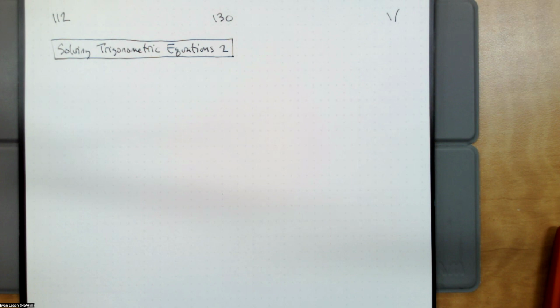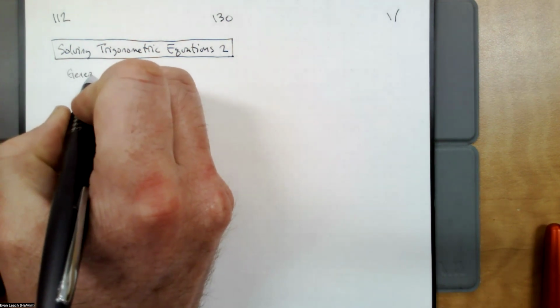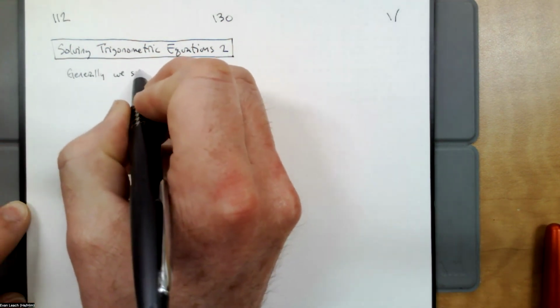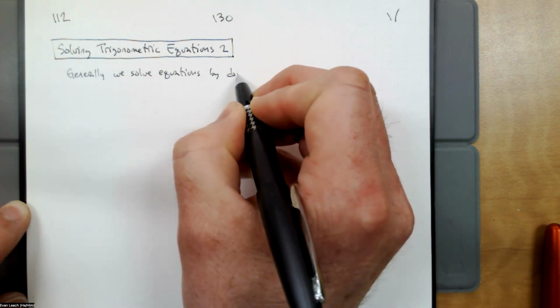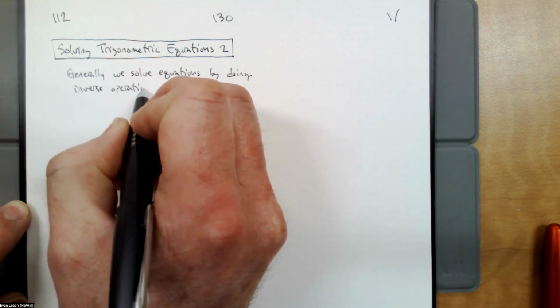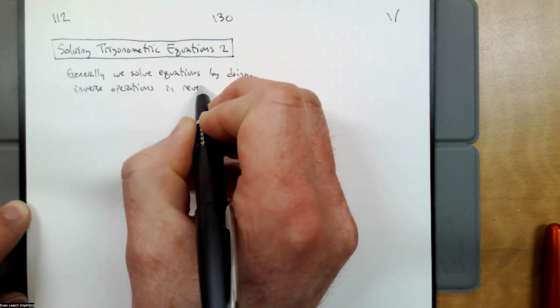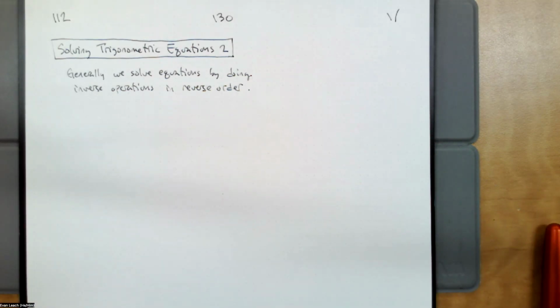Our general thinking for solving equations is to do the same thing to both sides of the equation. Or in more specific terms, do inverse operations in reverse order. Our general plan for solving equations is to solve them by doing inverse operations in reverse order.